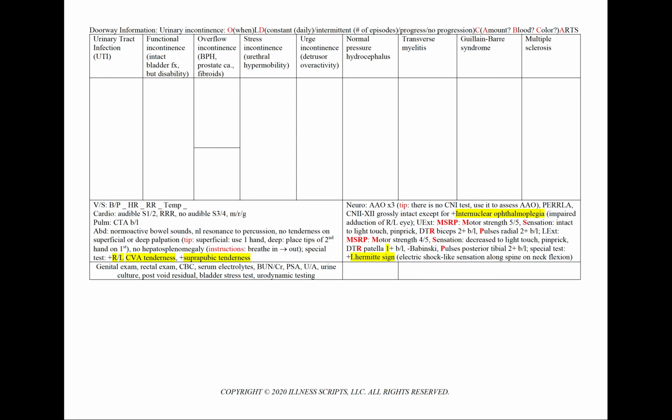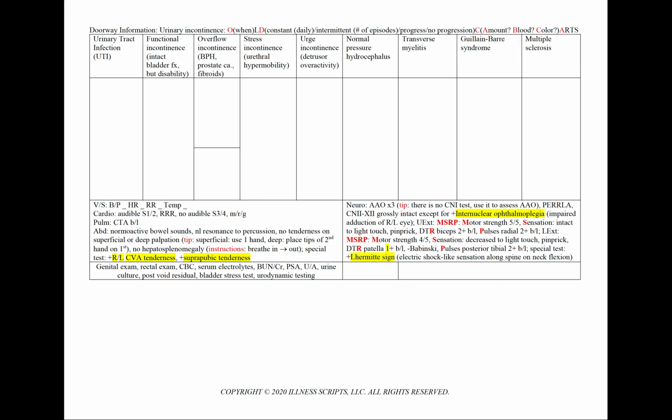For a case of urinary incontinence, using our mnemonic OLD CARTS, we'll note the onset, or when did it start. For the duration, we want to know if the incontinence is occurring constantly or daily, or is it more intermittent. And if that's the case, we like to note the frequency or the number of episodes. Next, we can note the progression. Does the incontinence appear to be occurring more frequently or more severely?